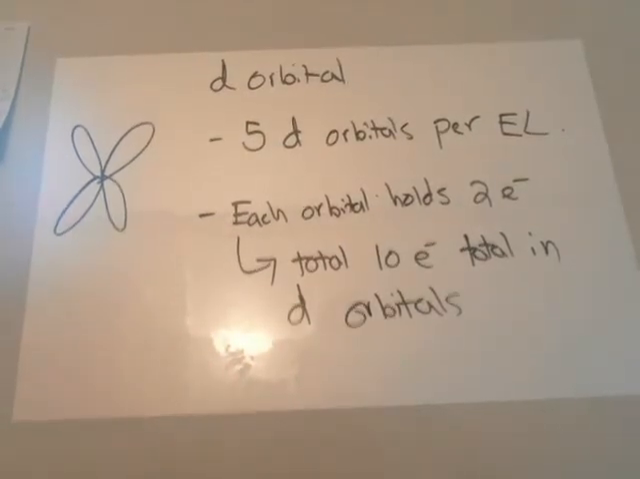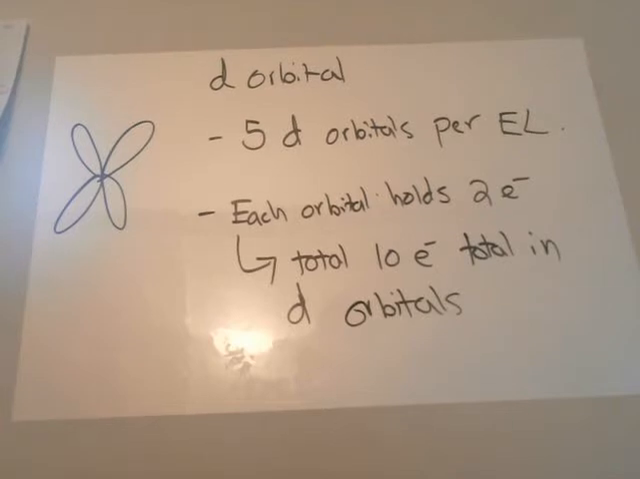So imagine 5 of these clover thingies all arranged 3-dimensionally in space. Each one of those d orbitals can hold 2 electrons. There's a total of 5 of them, so we say the d holds 10 electrons. 5 times 2 is 10.